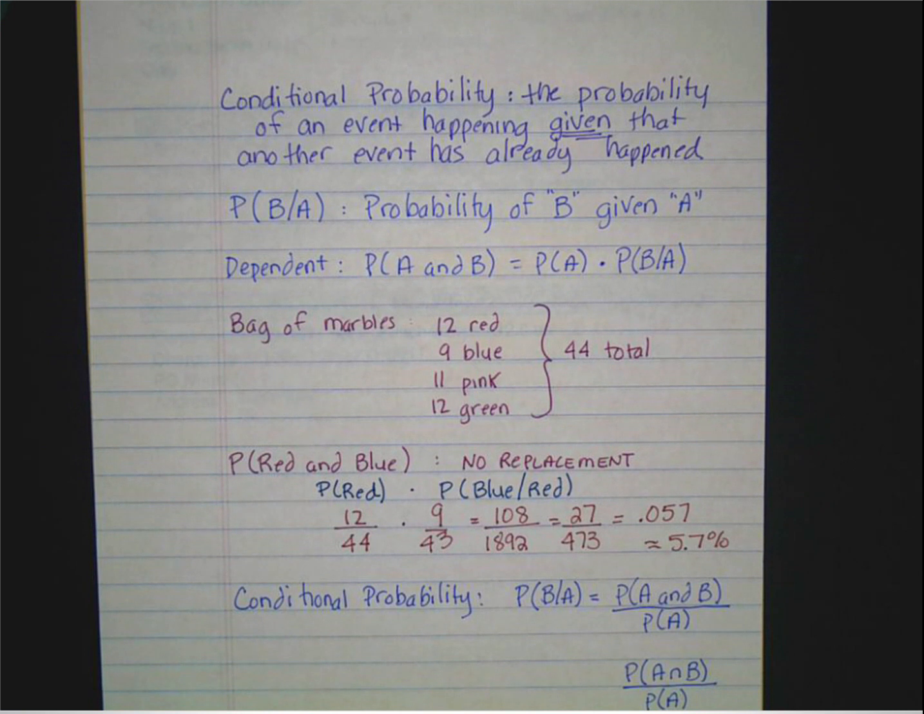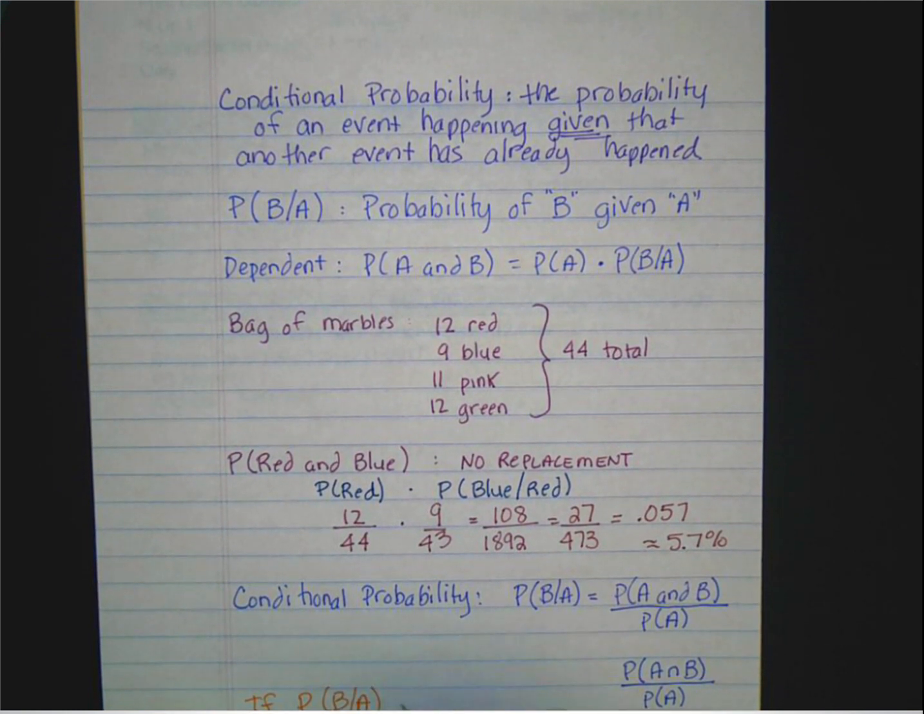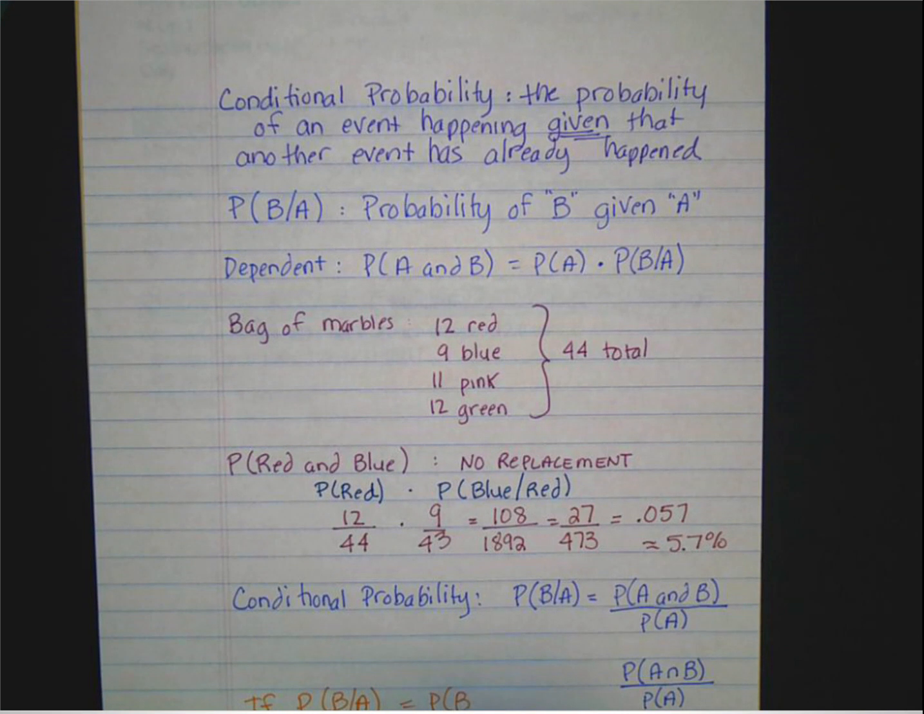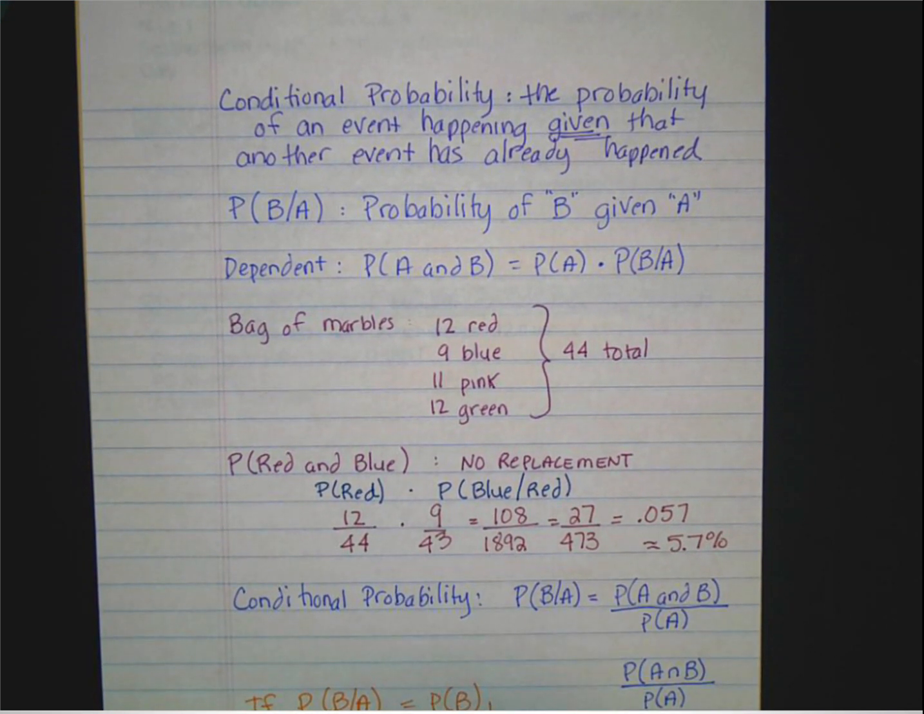Now, just for the record, you know two things are independent if, and this will kind of be self-evident, the probability of B given A equals the probability of B by itself. Then that tells me that A and B are independent, because one didn't influence the other.